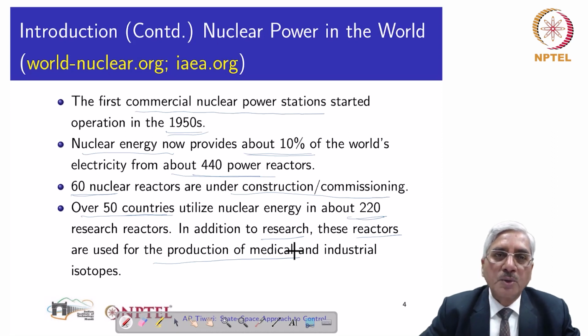Similarly, many of the isotopes produced in nuclear reactors are gamma emitters, and this gamma is used for irradiation of food, and it has several applications in the area of food preservation and agriculture. So there are industrial applications also, so many are there. So nuclear reactors, of course, the majority of them are used for power production and research, but even a huge number are used for medical and industrial isotope production.